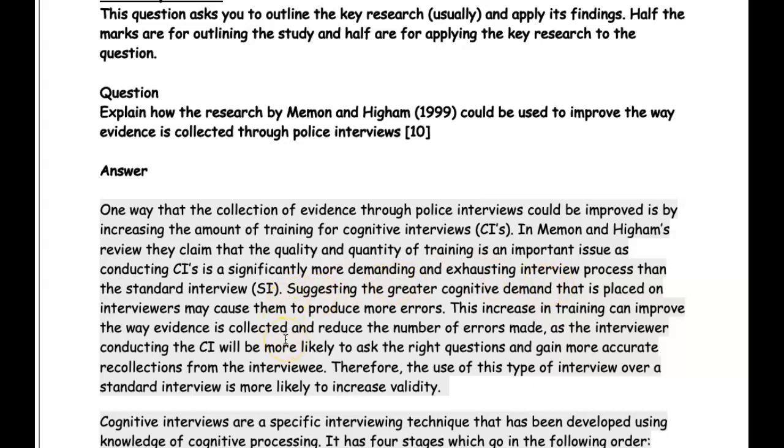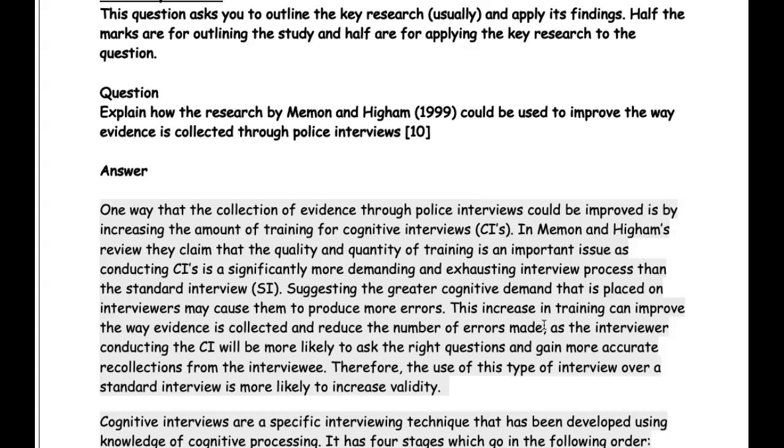Okay, so if you look here again, we'll put more detail here about what Memon and Hayem actually said as part of their review. So why was it you came up with that recommendation at the start? This is why, yeah. What is the emphasis placed on interviews that may cause them to produce more errors? This increase in training can improve the way evidence is collected and reduce the number of errors made. Okay, so again, we're justifying why it was that they said that.